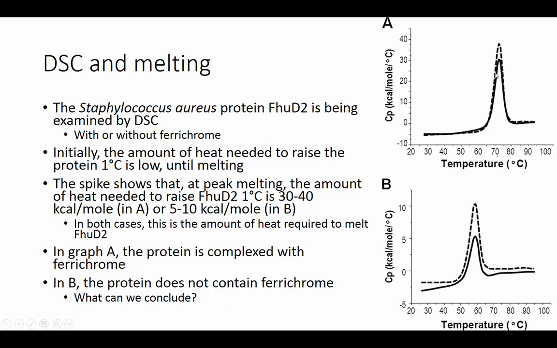In graph A, the protein is complexed with this cofactor ferrichrome, and in part B, the protein does not contain the ferrichrome coenzyme. So what can we conclude there? What we can conclude from these, and what the authors concluded, is that this ferrichrome stabilizes the protein FhuD2. And you can see that in the rise of the melting temperature and the rise of the amount of heat that needs to flow in order to affect melting.